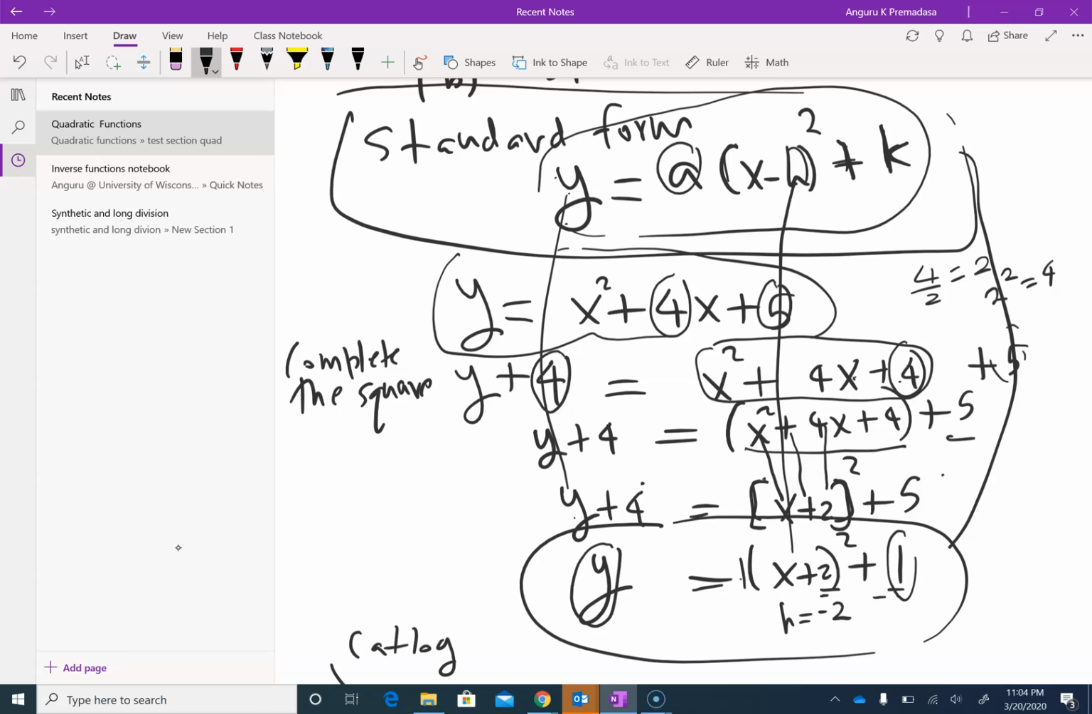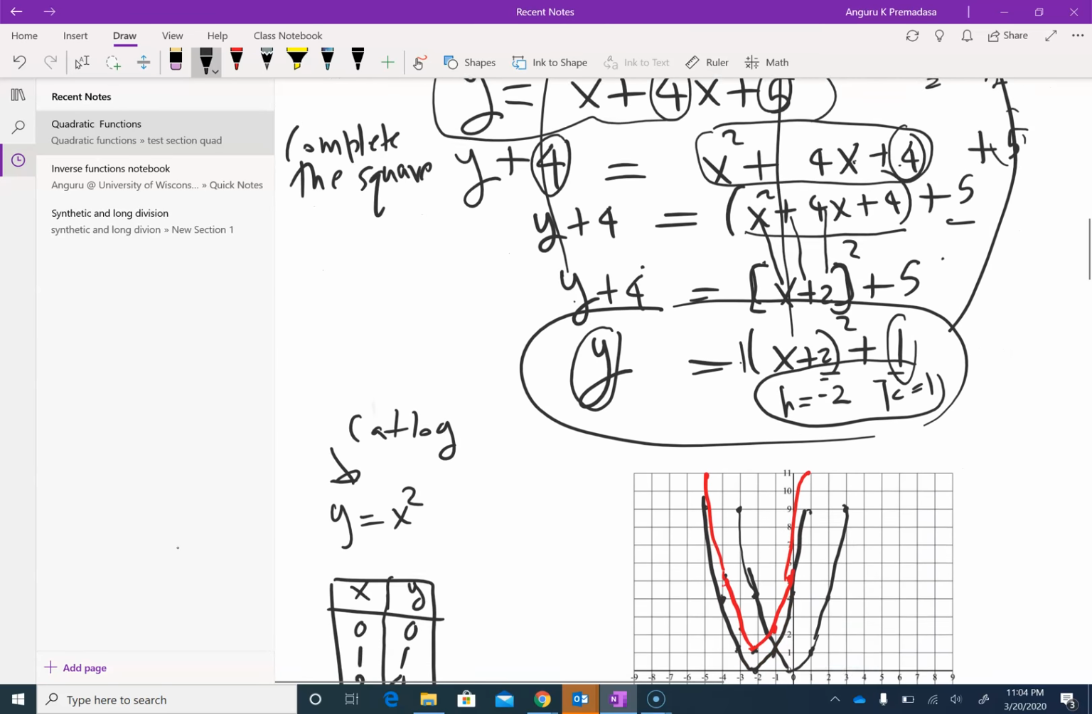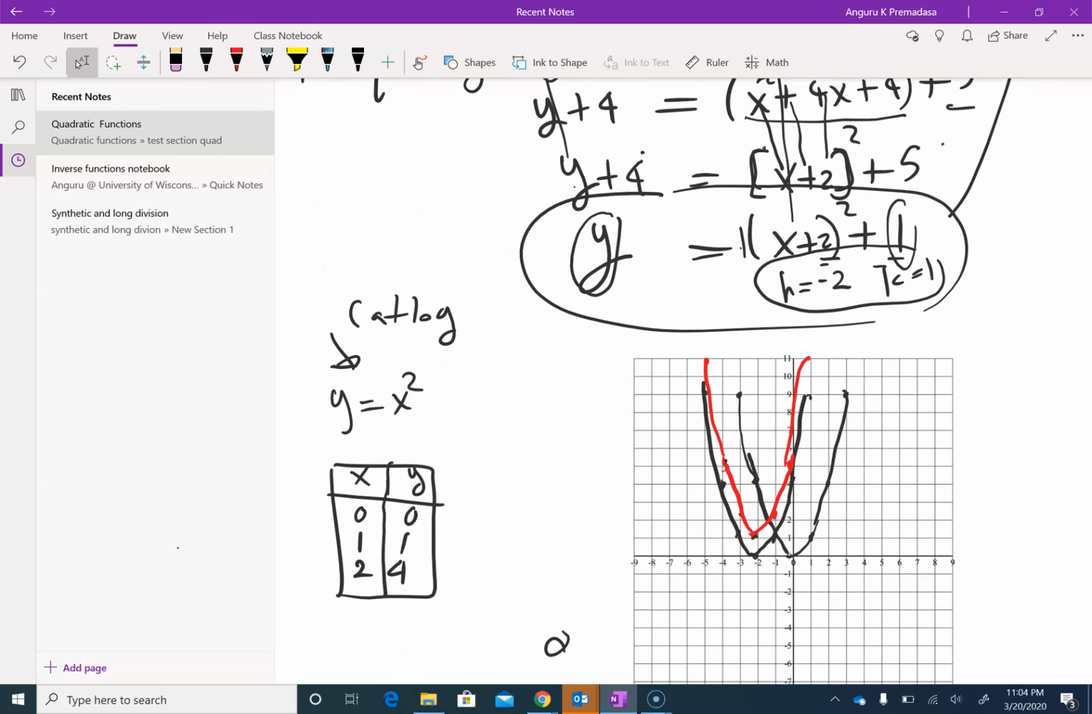Later on we will know that k is like 1. Later on we will see that these actually correspond to the vertex of the quadratic function, or the parabola, right? But for the time being, this is now in standard form: x plus 2 squared plus 1. So now how do we draw this?